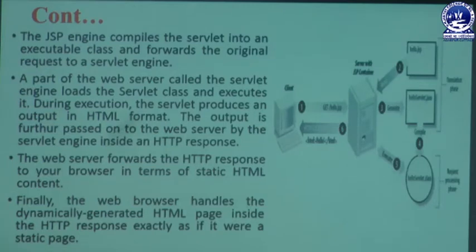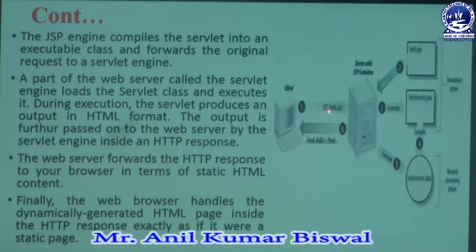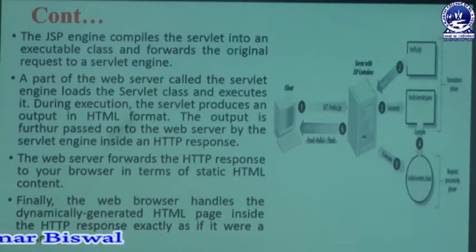Finally, the web browser handles the dynamically generated HTML page inside our HTML response, exactly what happens in our JSP architecture. Let us focus on that architecture. We have a client machine, and that client machine must forward a specific JSP request, or we can say servlet request, to a servlet, or we can say JSP container. In that container the JSP page is processed and generates a specific servlet class, or we can say servlet file. Then that servlet file is forwarded to our hello servlet class.